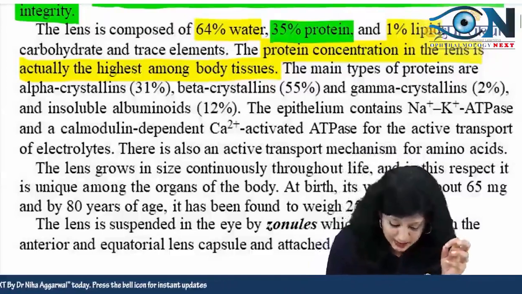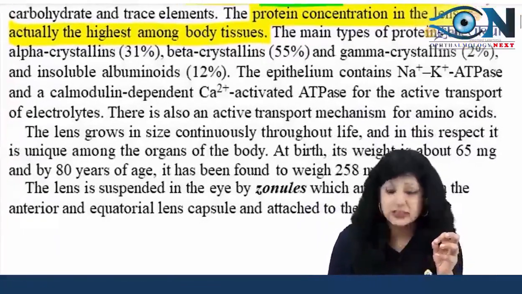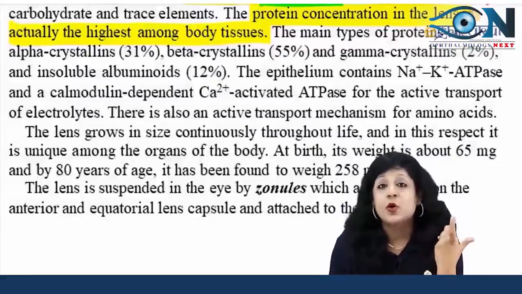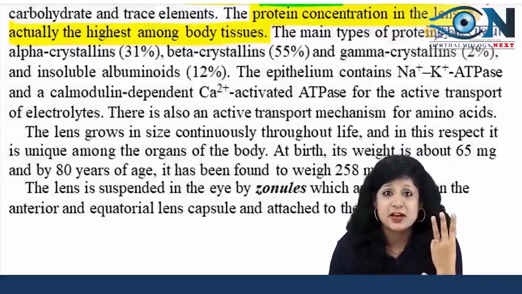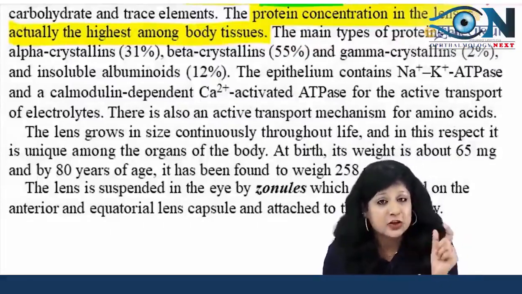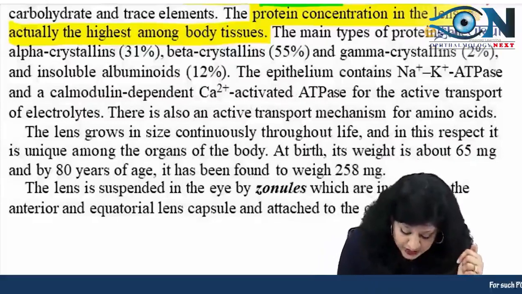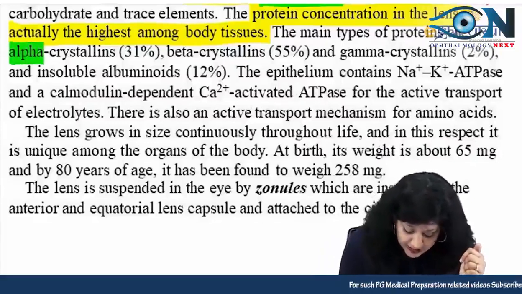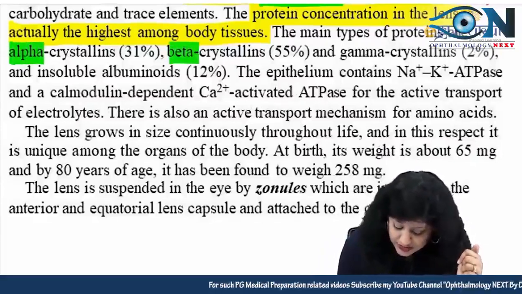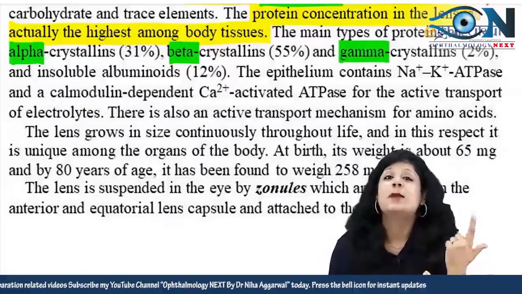That is again important. Okay, now talking about the main types of proteins. What are the main types of proteins? Do you remember the ABC that I always tell you? A for avascular, then B for biconvex that you have already seen, and then C for crystalline. So here you have the crystalline proteins: alpha crystallins, beta crystallins and gamma crystallins. Which was the most common? That is your beta crystallins.